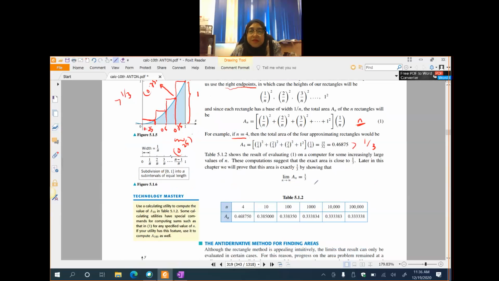And then obviously when we let n tend to infinity, it will be close to 1/3. So this table here represents the values of the summation of the area of the rectangles for n equal to 4, n equal to 10, n equal to 100, and so on. As we see, as n gets closer to infinity, it will be close to 1/3.